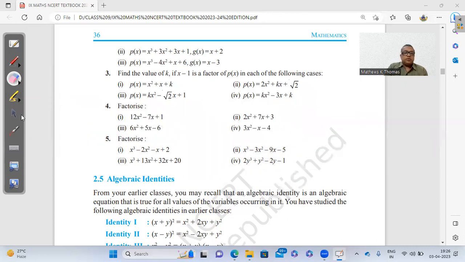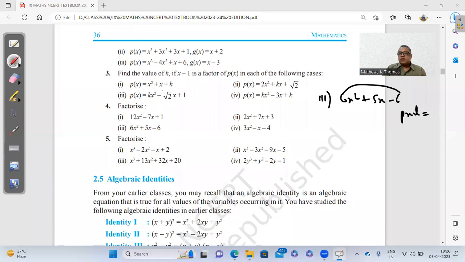Then answer number 3, that is 6x square plus 5x minus 6. When I multiply the first and last, the product is coming minus 36. When I add, I'm going to get 5x. So what are my factors here? When I multiply, I should get 36. When I add, I should get 5. So my factors are 9 and minus 4.